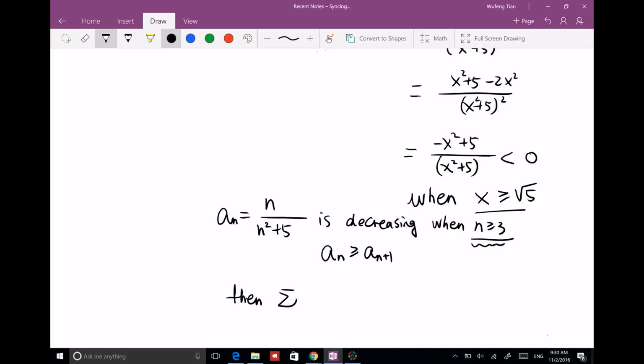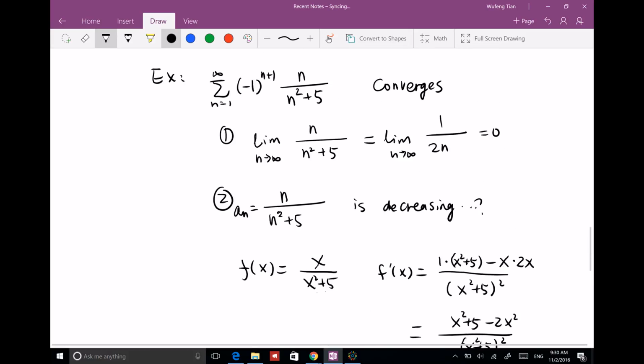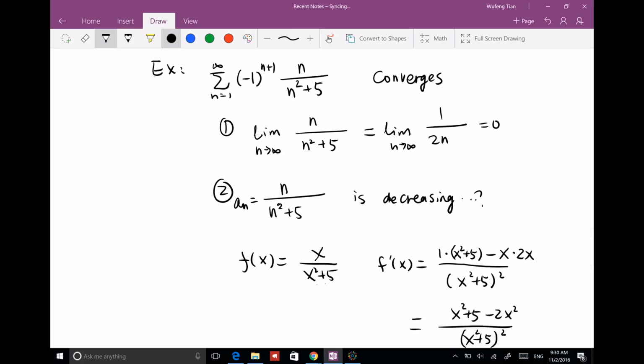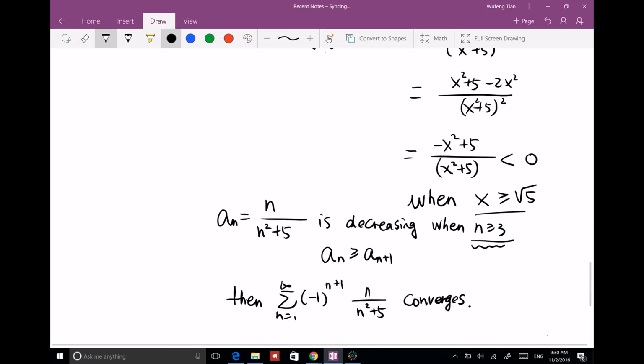Then the sum from n equals 1 to infinity of negative 1 to the n plus 1, n over n squared plus 5, will converge. That makes sense, right? So when n is bigger than or equal to 3, it's always decreasing, and the nth term goes to 0. So this is an alternating series, it converges.